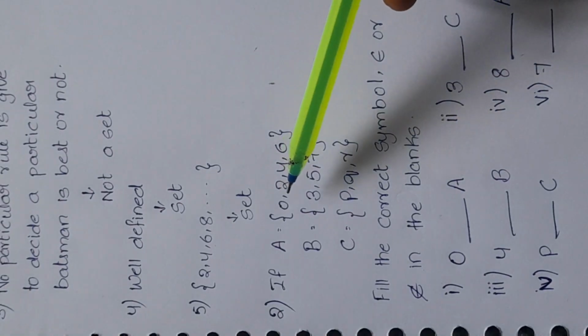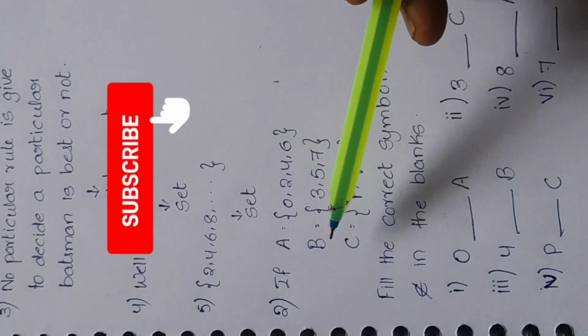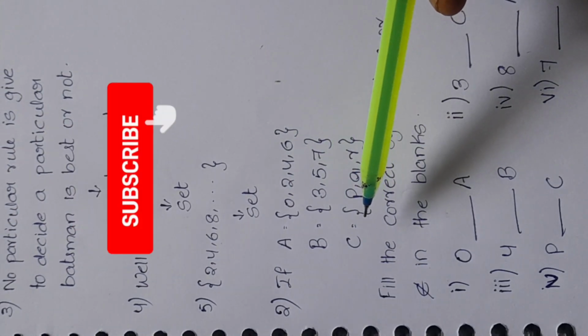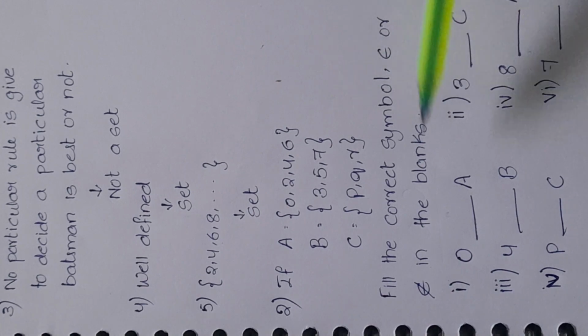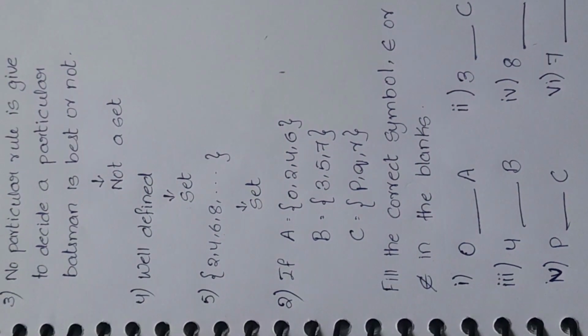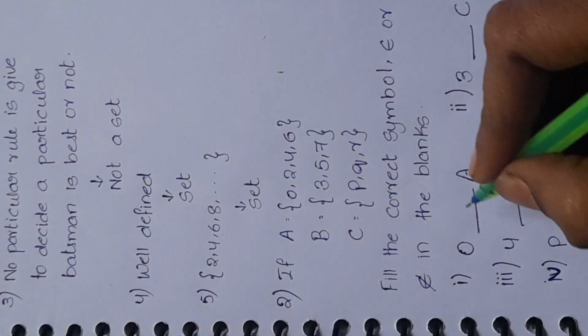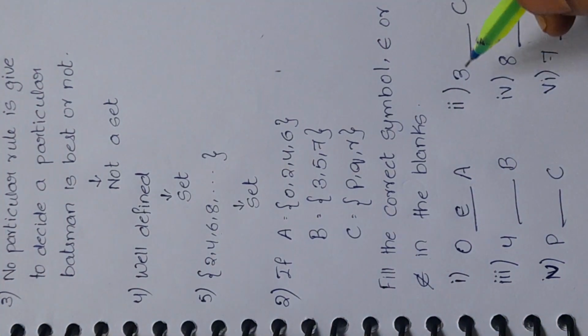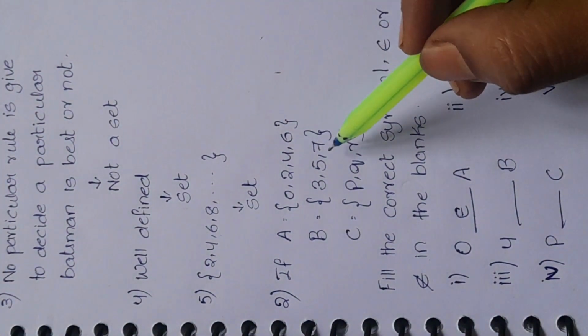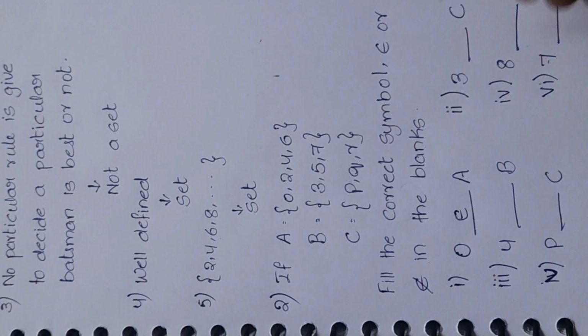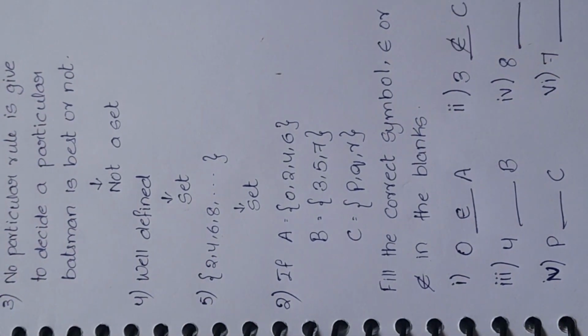The second question is, if A is equal to {0, 2, 4, 6}, B is {3, 5, 7}, C is {p, q, r}. Now fill the correct symbol, that is belongs to or does not belong to, in the blanks. 0 is present in the set A. So 0 belongs to A. Second one, 3 is present in set B. It is not present in C. So 3 does not belong to C.